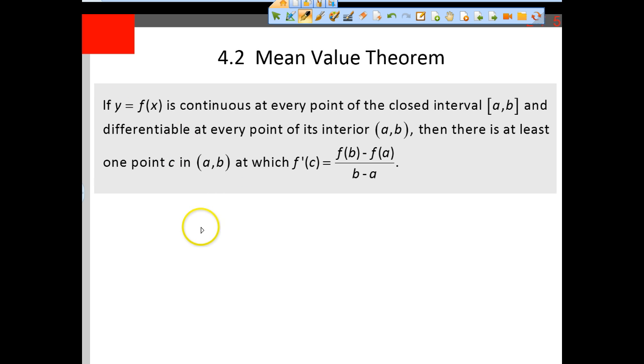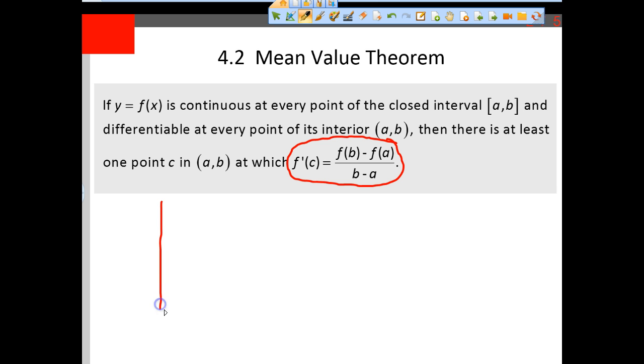Nothing to write down here, but we'll draw a picture that involves this. So it says if y equals f of x is continuous at every point on the closed interval a to b, just like the intermediate value theorem, and differentiable at every point of its interior a to b, then there is at least one point c in a to b at which f prime of c equals f of b minus f of a over b minus a. So you really do want to put a circle around this because this is the result of the mean value theorem, which is rather important.